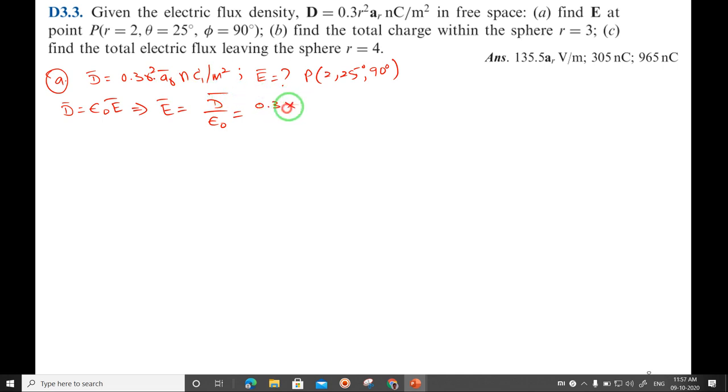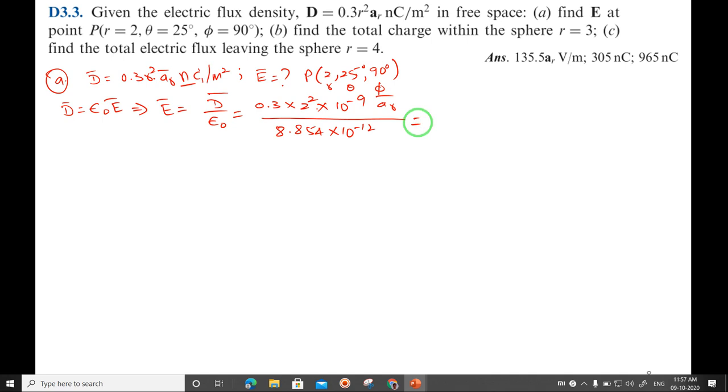What is r? r is nothing but r theta phi. r is 2. So r square means 2 square. 0.3 r square is nothing but 2 square into 10 power minus 9. I will take this nano as 10 power minus 9, and then I will write a_r divided by epsilon naught, which is 8.854 into 10 power minus 12. So calculate this.